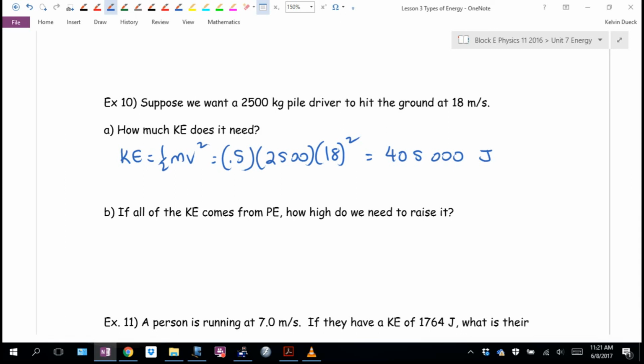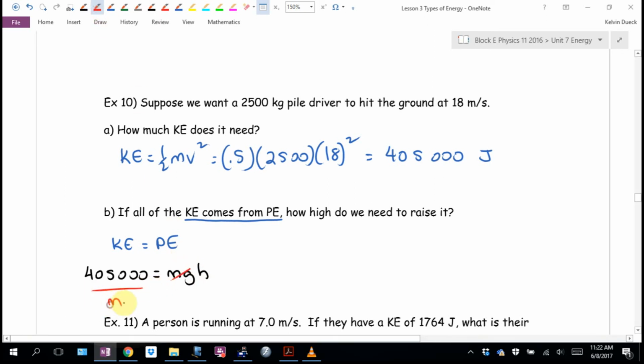Okay. So that's how much energy I need when I hit this pylon with the pile driver. How high do I need to raise it? Because that's really what you'd like to know. When I design this crane, how high are we raising the pile driver? If all of the energy comes from the potential energy, what was that code for again, Mobeen? What equation came from that phrase? Do you remember? What came from that? Thank you, Brian. And now I agree with you, Mobeen. I can replace the KE with 405,000 and MGH. Daniela, how would I get the H by itself?